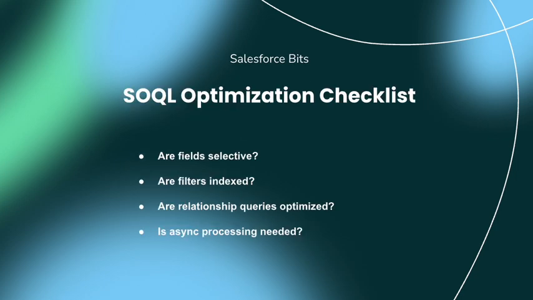Lastly, SOQL optimization checklist. Before pushing any SOQL query to production, walk through this checklist. Following these steps helps teams avoid slow dashboards, governor limit errors, and frustrated end users.